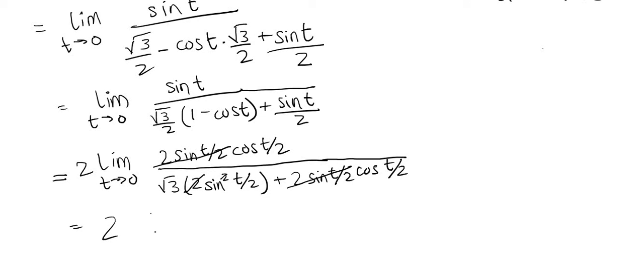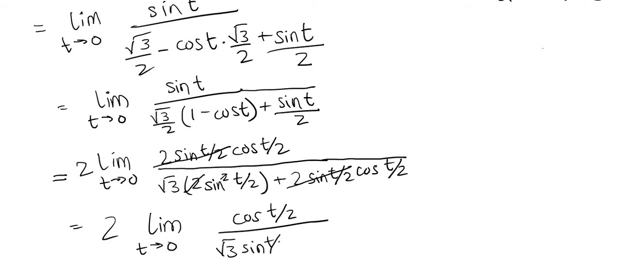Now I'm left with limit as t goes to 0 of cos of t by 2 over root 3 sine t by 2 plus cos t by 2. And when I substitute t is equal to 0, this thing becomes 1, this thing becomes 1, sine of 0 is 0, this thing will become a 0, and all we are left with finally is a big 2.